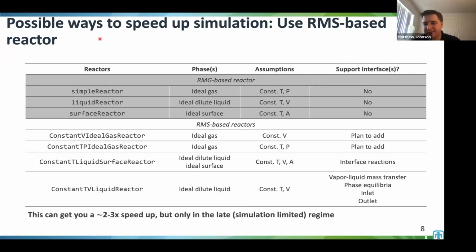Another way, more on the big regime end where your ODE is limited, is you can use the RMS based reactors. These three are the original RMG based reactors. These are RMS based reactors. It's also not too hard to add new RMS based reactors. It's designed for you to be able to do it relatively easily, but it does involve going into the code. This can get you maybe a factor of 2, factor of 3 speed up, but of course, again, this is only going to be in the late simulation limited regime.